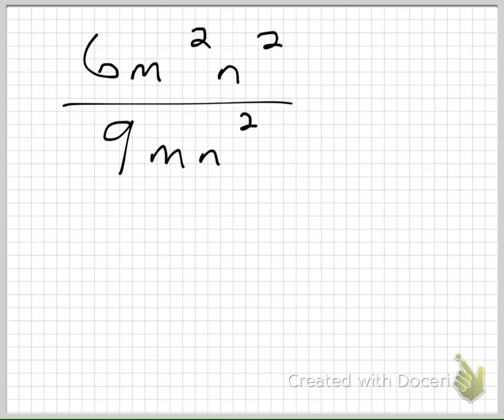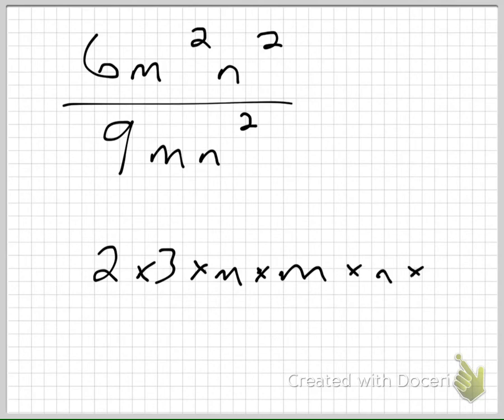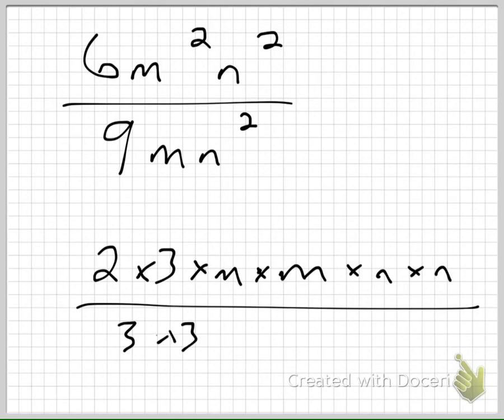All right, here we go. If you can get this one, then, like I said, this is the hardest one on the page. If you need to start, you can write it out the long way, which would be 2 times 3 times m times m times n times n, over 3 times 3 times m times n times n. Then you start crossing out what you can.